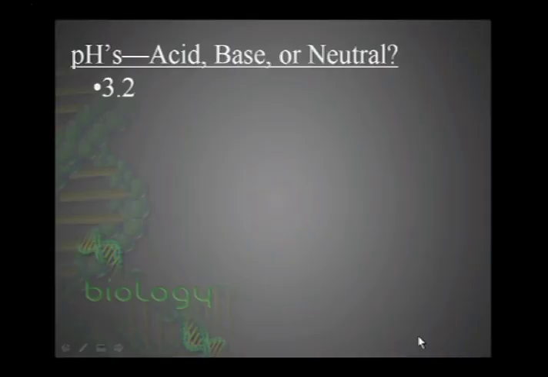So when we look at the pH scale then, we can define acids and bases in different ways. So again, we can look at a pH of 3.2. Typically, pH less than 7 we would describe as an acid, and the closer you get to 1, the stronger the acid.